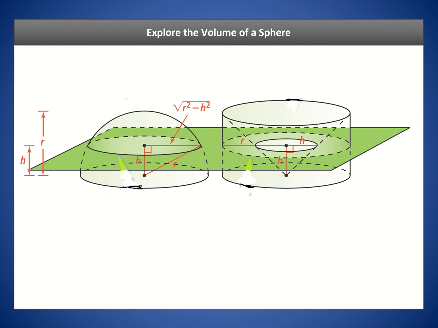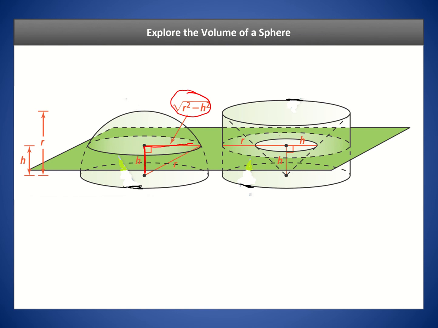Now, since we know that the height is h and the radius is r, then by the Pythagorean theorem, we can get the radius of this circle inside right here, this circular cross-section, using the Pythagorean theorem: the square root of r squared minus h squared. And so that's how we get the radius of this circular cross-section.